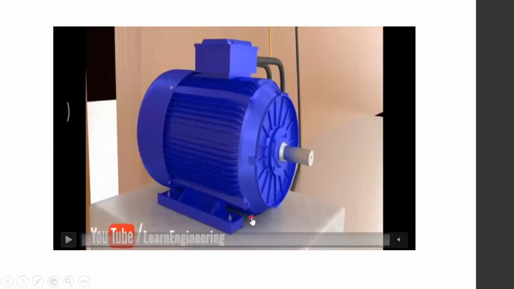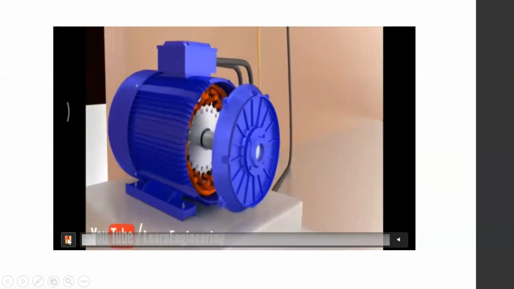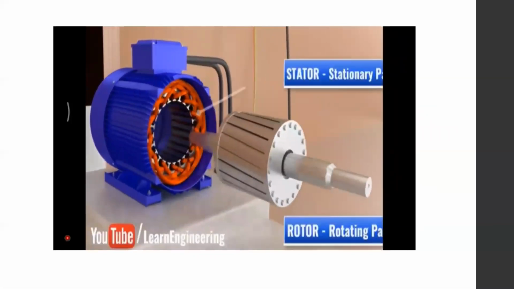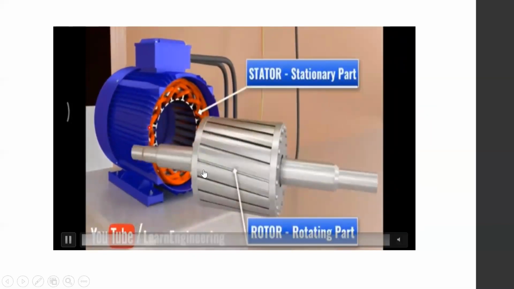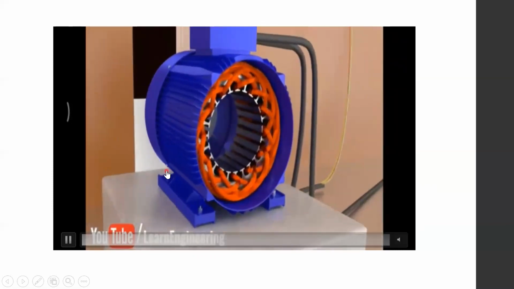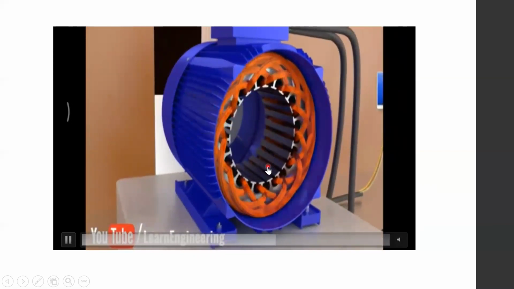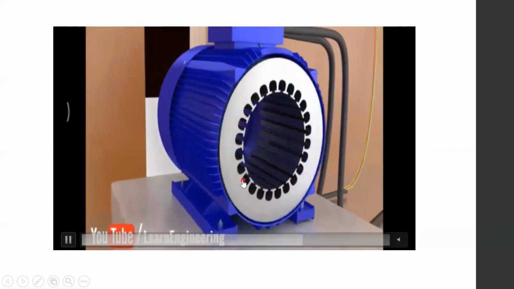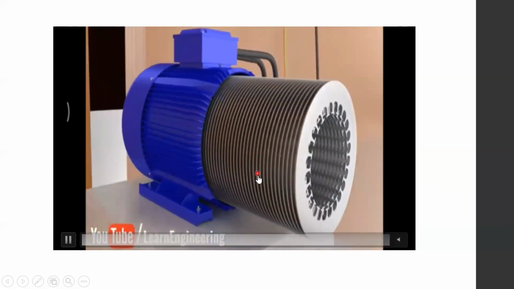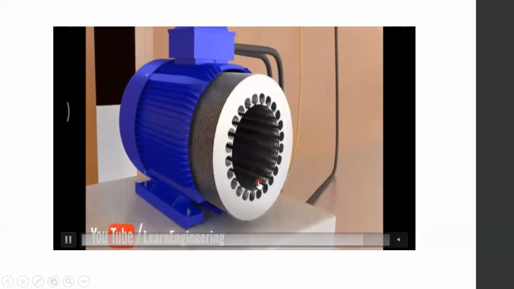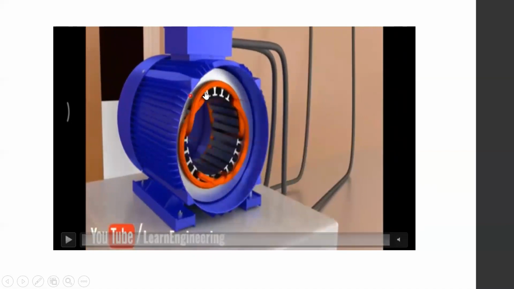It shows a simple animated video of the stator. This is the stator and it represents the rotor. In a stator, it represents the outer frame and these are the stator slots. The slots are made up of laminated steels and the windings are placed in these slots.